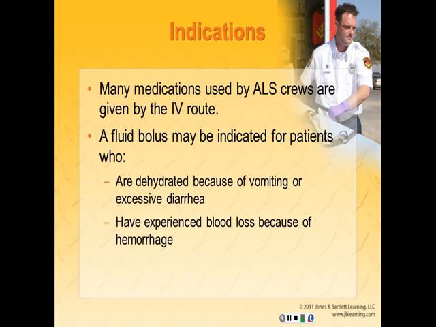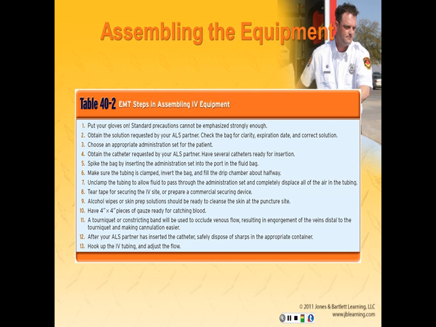Many medications used by ALS crews are given by the IV route, and a fluid bolus may be indicated for patients who are dehydrated because of vomiting or excessive diarrhea, or patients who have experienced blood loss because of hemorrhage. Gather and prepare all of your equipment before you attempt to start IV administration. By anticipating the needs of your ALS partner, you can help make the IV equipment assembly possible. Table 42 shows the logical sequence of steps for assembling your equipment.